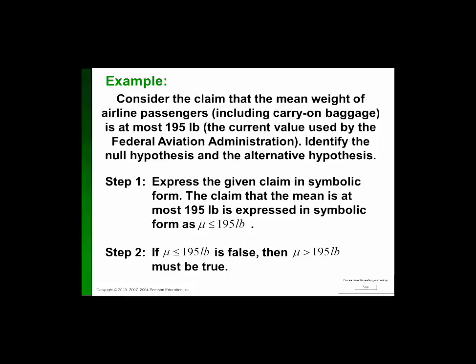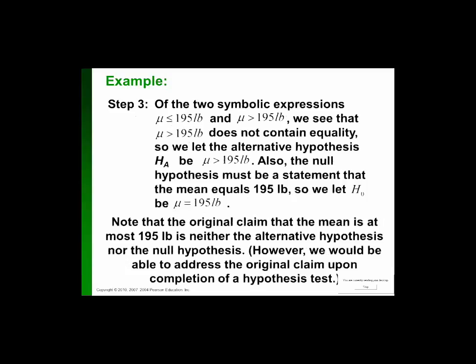Which one gets to be your alternative hypothesis? The one that does not have the equal to. You never have an equal to in your alternative hypothesis. So this is going to end up being the alternative: mu is greater than 195, and I have that typed on the next slide. The alternative hypothesis is going to be mu is greater than 195. The null hypothesis will be mu equals 195. The null hypothesis always has to say plain old equals.